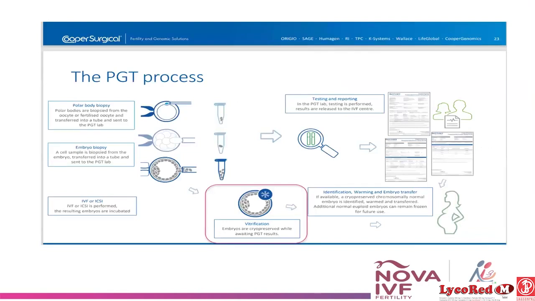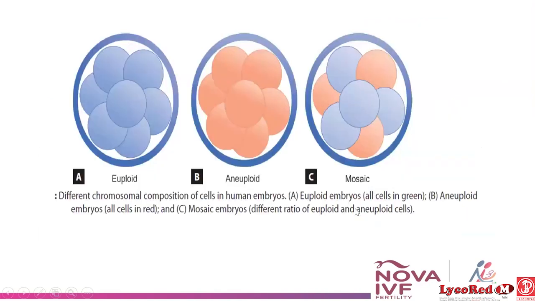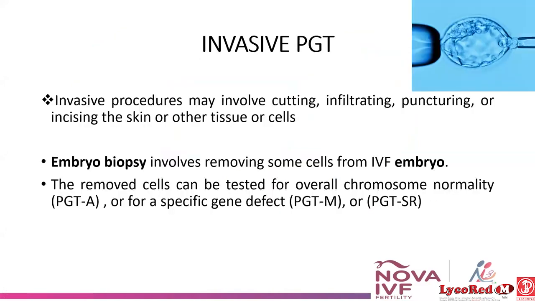What is the PGT process? As an embryologist, we do the biopsy of the polar body, blastomere, or trophectoderm. After doing the biopsy, we vitrify the embryo, collect the biopsy cells in a PCR tube, and send them to the genetic lab, and the genetic lab gives us the report: euploid or aneuploid embryos. After getting the report, we thaw the euploid embryos and transfer them to the patient. Here you can see the euploid embryos, the aneuploid embryos, and this is a mixture of euploid and aneuploid cells. This is called mosaic. First, we'll discuss invasive PGT.